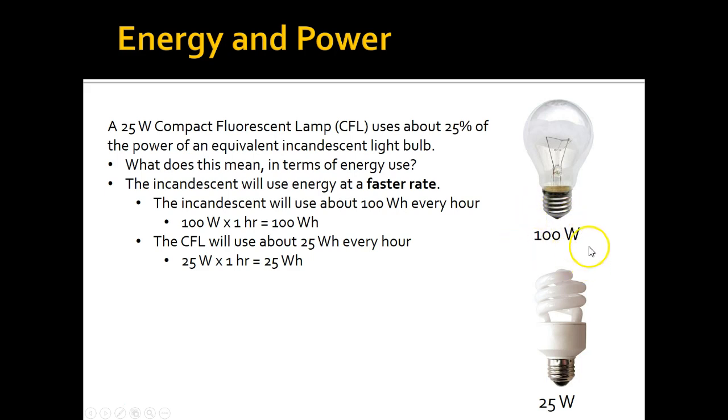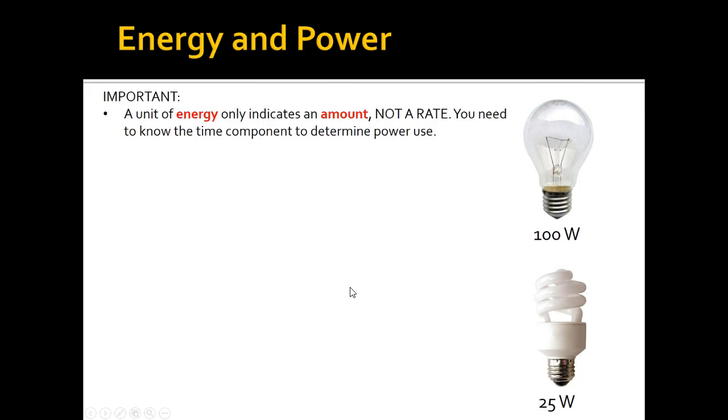Again, the key here to remember is this is a power rating, and all this tells you is how quickly it's going to go through energy, or really how quickly it's going to convert energy from one form to another. All right, but you have to know the time component to figure out how much energy it's actually using. So just to hammer this home one last time, a unit of energy only tells you the amount. Okay, it doesn't tell you the rate, right? So you need to know the time component to know how much power it's using.